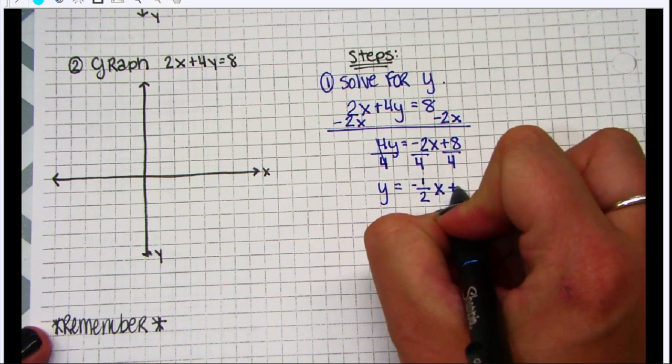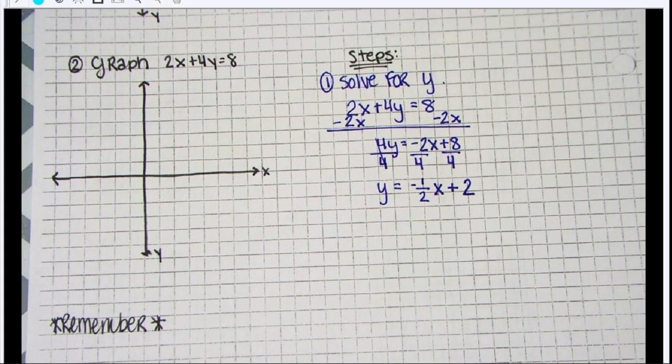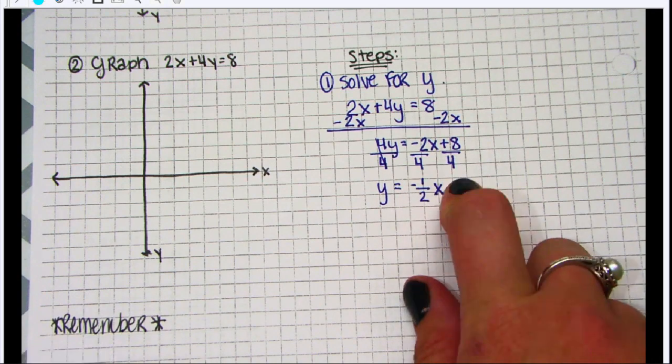Plus what? 2. Do we all know how to type those fractions in the calculator and simplify them? Do I need to do any example of that? Remember, you type each one, each individual. So you've got the negative 2 over 4 and the 8 over 4. Each one goes into the calculator.